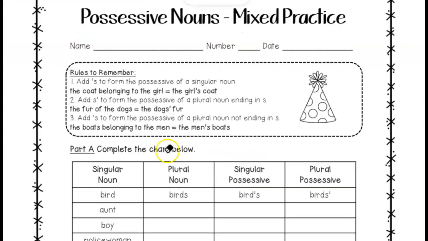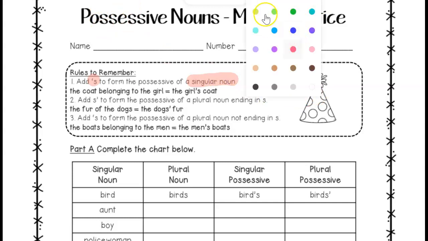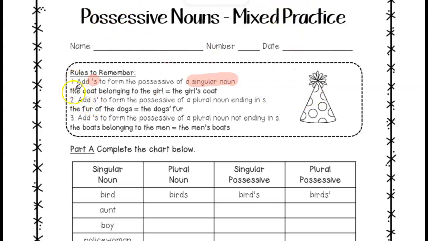In our practice for today, it gave us a couple reminders at the top to help us remember the difference between singular and plural nouns. The first rule to remember is to add an apostrophe S, go ahead and highlight that, to form the possessive noun of a singular noun. Highlight singular noun. Grab a different color. And they gave us an example. The coat belongs to the girl. There is only one girl. The girl's coat.